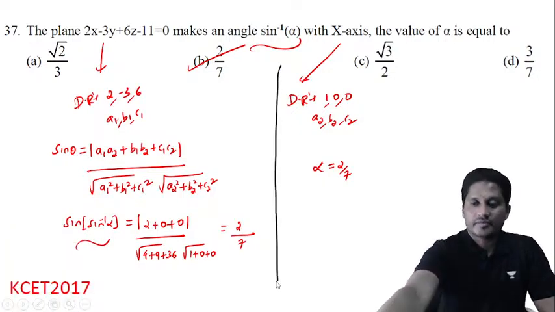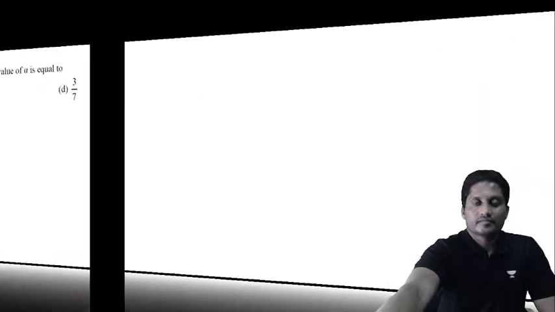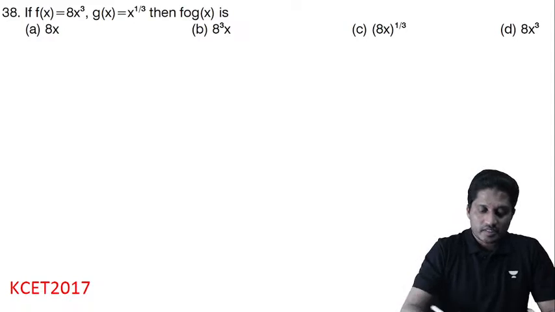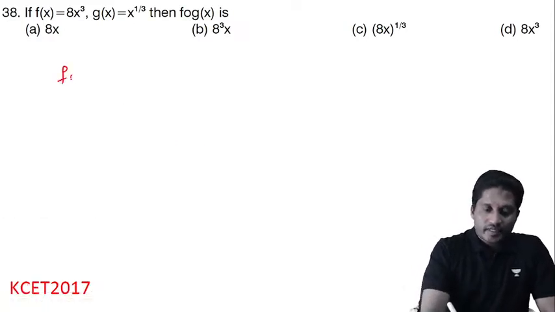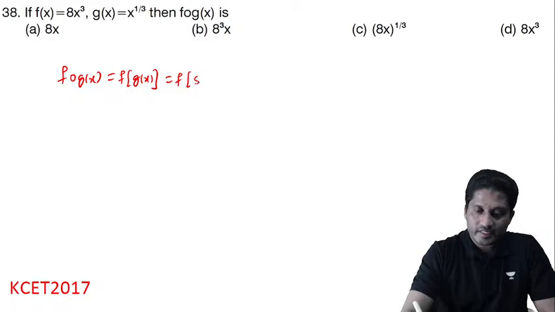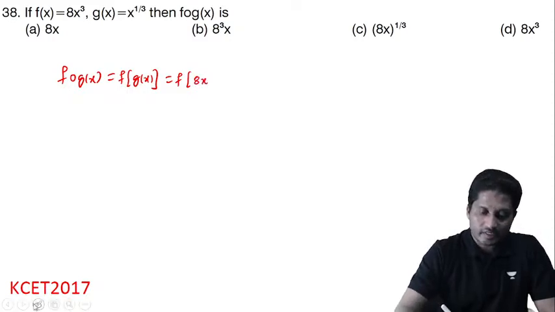Right, let's move to the next question. Okay, this is an NCERT question only. F circle g of x, right? F circle g of x is equal to f of g of x. This f I'll keep as it is. G of x is x to the power of 1 by 3.